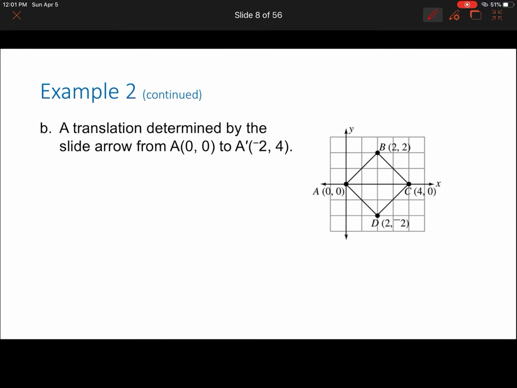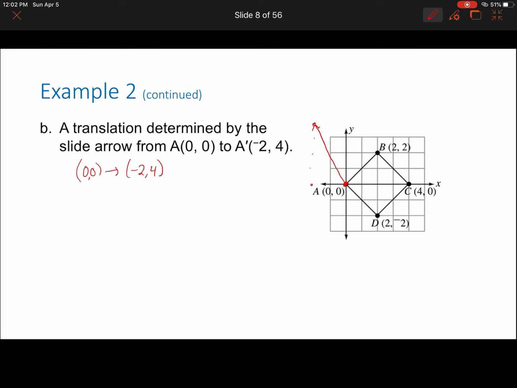Now, part B says that we want to take a translation determined by the slide arrow from 0 to -2. Well, again, think about what that means. If you have the origin and you slide this 2 units left and up 1, 2, 3, 4 along this line, well, we're just taking 0, 0 and moving it to -2, 4. Well, that's exactly what we just did in part A, right?